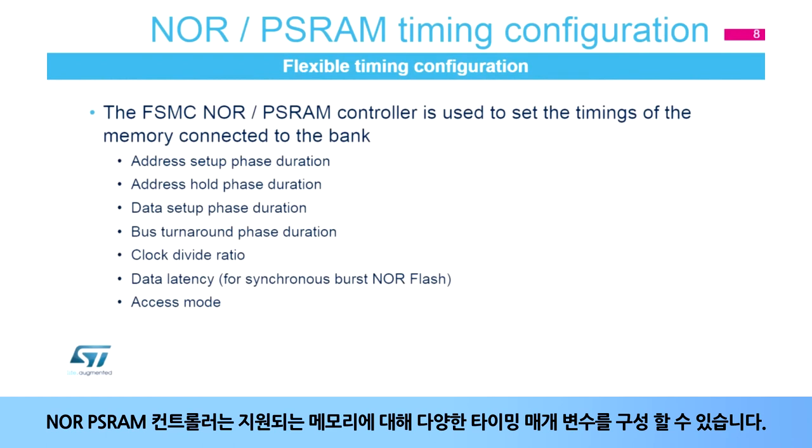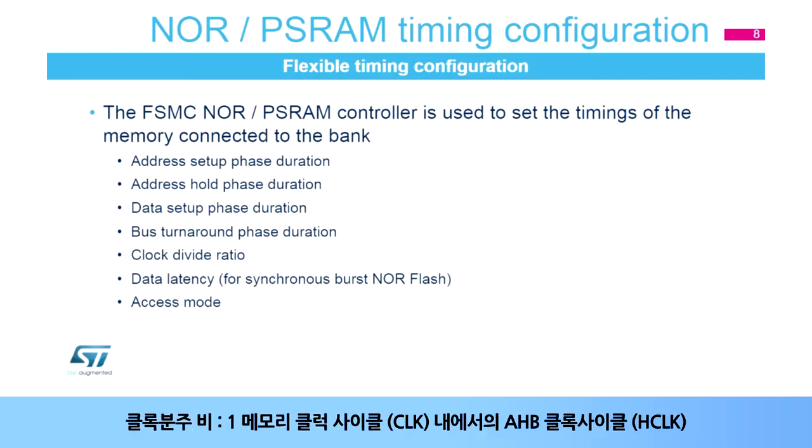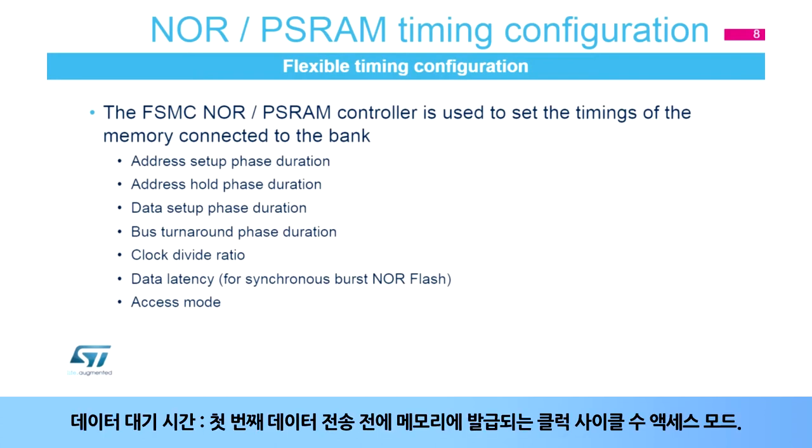The NOR PSRAM controller allows configuration of various timing parameters for the supported memories. Address setup phase, duration of the first access phase. Address hold phase, duration of the middle phase of the access cycle. Data setup phase, duration of the second access phase. Bus turnaround phase, duration of the bus turnaround phase. Clock divide ratio, number of AHB clock cycles, HCLK, within one memory clock cycle, CLK. Data latency, number of clock cycles to be issued to the memory before the first data transfer, and access mode.